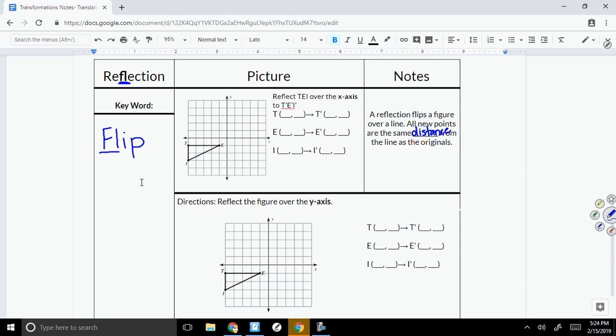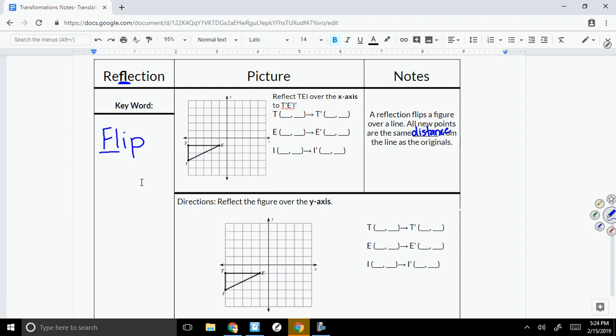So when I talk about a reflection, the first thing that I think of is a mirror. And if you think about standing in front of a full mirror so you can see your entire body, if you back up away from the mirror, your reflection is the same. It looks like it's the same distance from the mirror as you are. If you get closer, your reflection does the same thing. So that's the same thing that is going to happen when we reflect images in math.